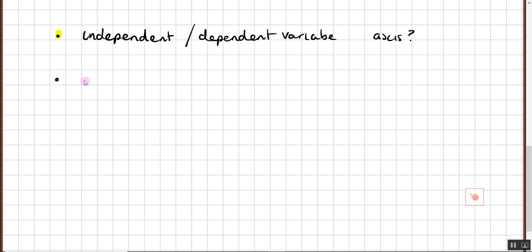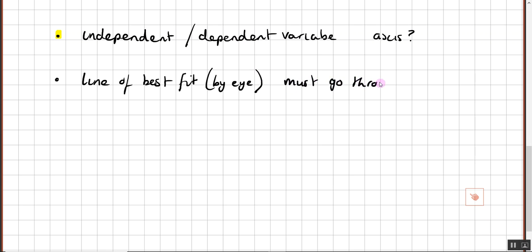Okay, we've got plotting points and we've got a line of best fit, even if it's by eye now. So by eye is just where you lay your ruler down and draw it, but it must go through the mean point. Yeah, must go through. If I put this, are you happy with that as the mean point? Yeah.